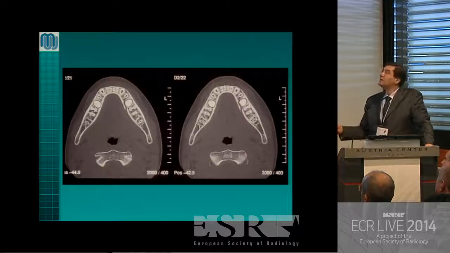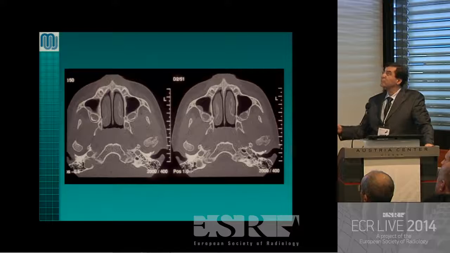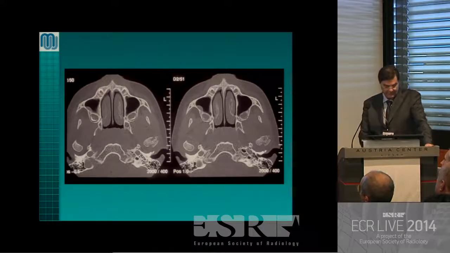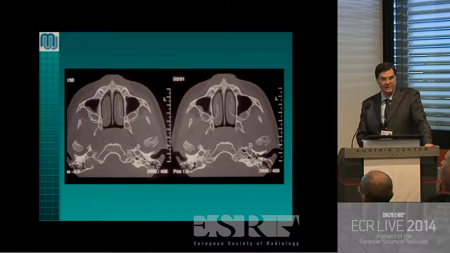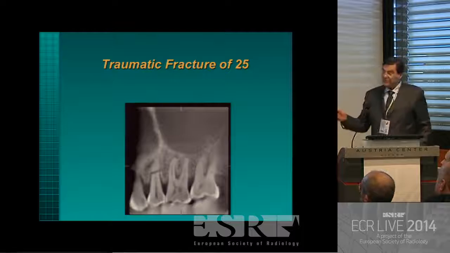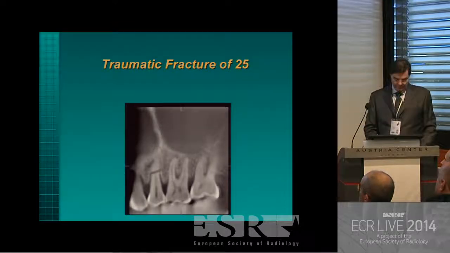And of course, when we looked on, we saw the fracture on the left side and also here the condylar fracture of the left side. This patient was released from the large hospital after just getting an X-ray, a conventional X-ray. Okay, traumatic fractures in a cone beam CT.